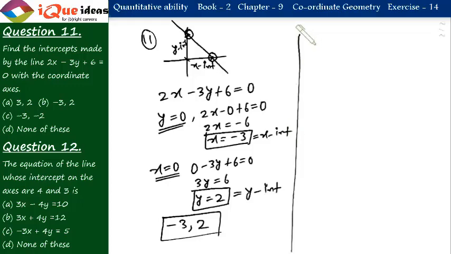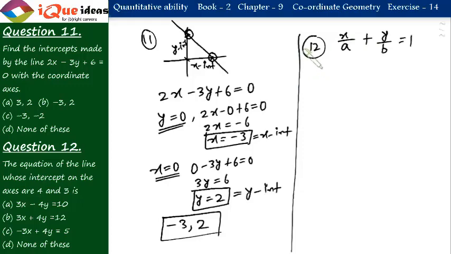Now let's take up question number 12. The question says the equation of the line whose intercepts on the axis are 4 and 3. There's a direct formula: x upon a plus y upon b is equal to 1. This is the equation of the line having a as x-intercept and b as y-intercept.